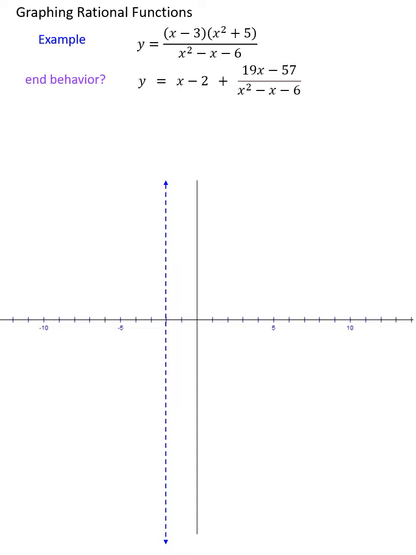The work is not shown here, but the important part is that the quotient, in other words, ignoring the remainder, gives us the end behavior to this graph. What does that mean? That means that the line y equals x minus 2 will be a diagonal asymptote on the far left and far right ends of this function. Side note, a diagonal asymptote is sometimes called an oblique asymptote.